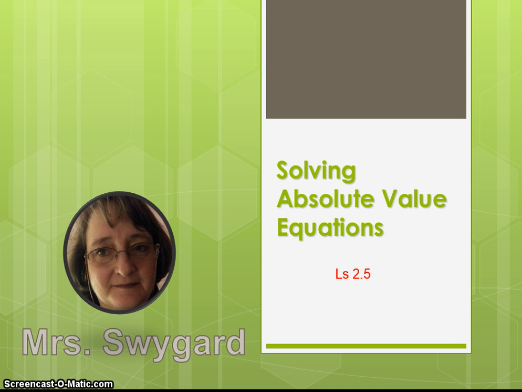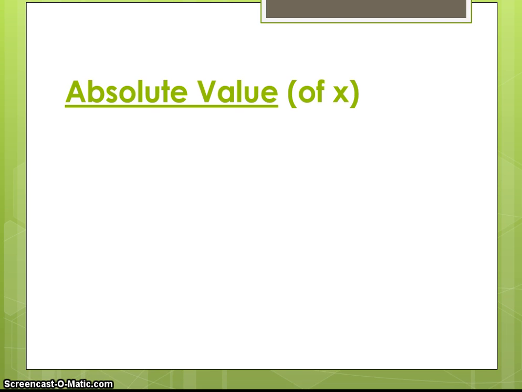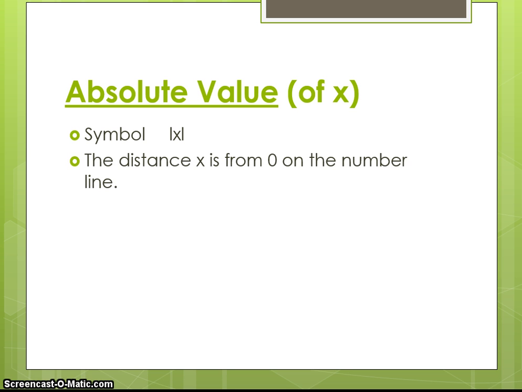Now, you've dealt with absolute value before, but some of you may not know what it really means. First off, it's a symbol. The two lines represent absolute value, and what it means is the distance that x is from 0 on the number line. It's always positive, and let's look at an example.